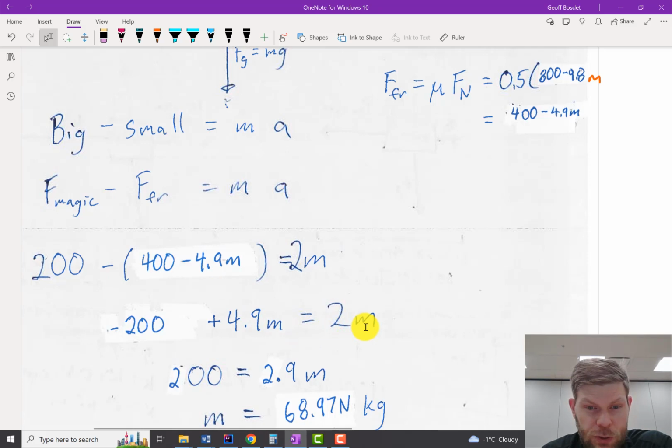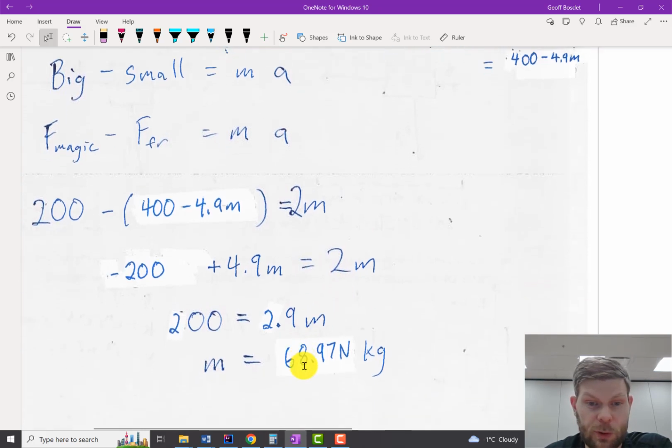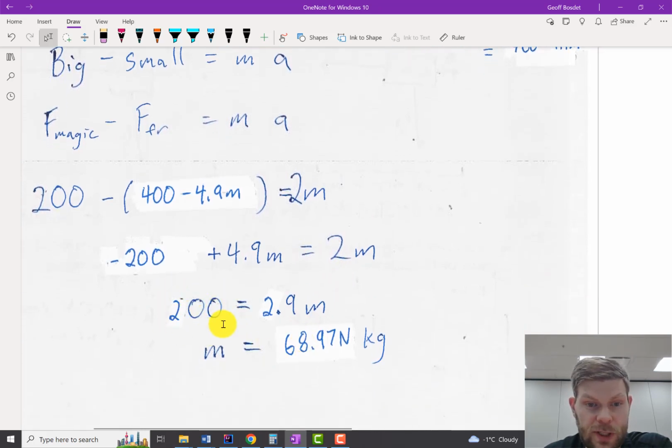So we probably want to maybe move all our numbers to one side. So I'll kick this to the other side by adding 200 to both sides and get all our m's on the same side. So I'll move this to the other side by subtracting 2m from both sides. And I end up with this. 200 equals 2.9m. And after we do 200 divided by 2.9, we get a student with a mass of 68.97 kilograms.